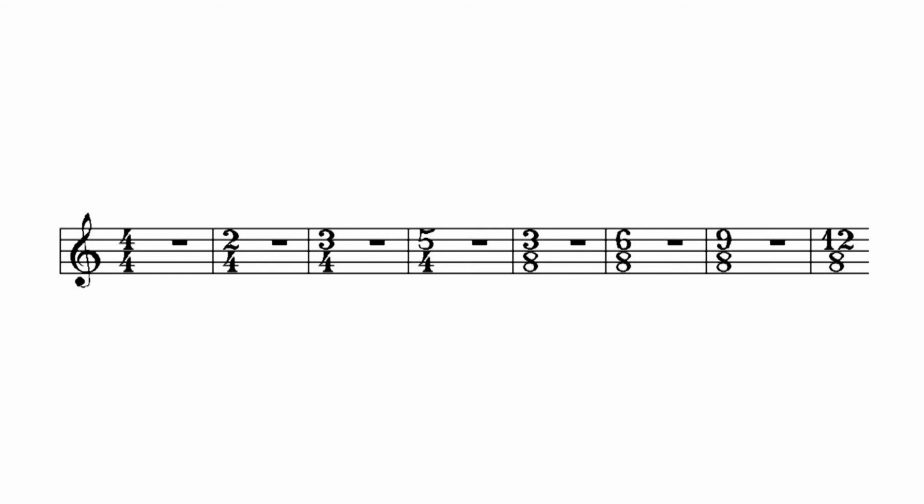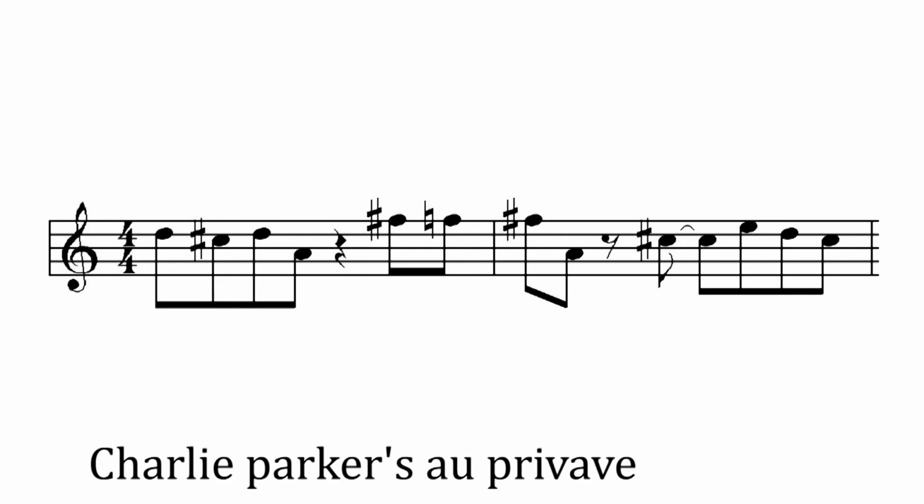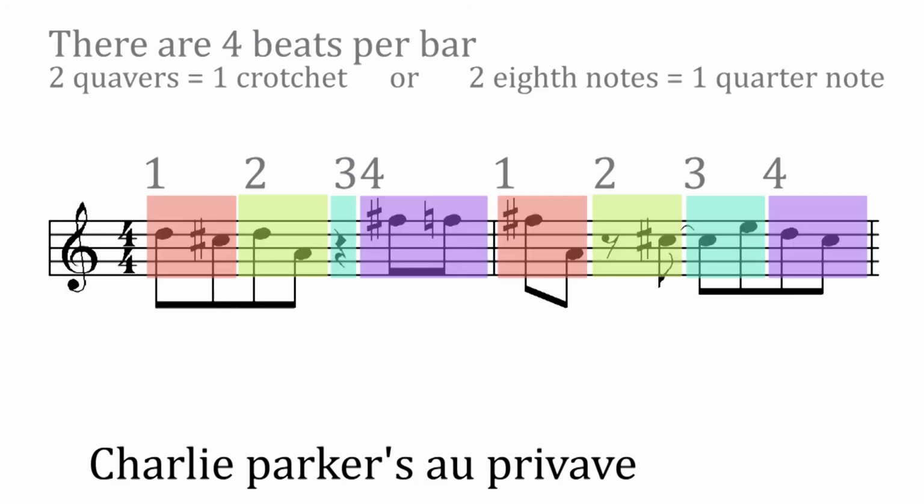Lastly, let's put everything that we have learned into practice by looking at the first 2 bars of Charlie Parker's Au Privé. So here are the first 2 bars of the music, and here it is with the beats indicated. The time signature tells us that there are 4 beats to the bar, each shown in a different colour, and that each beat lasts a quarter note. Now remember that two 8th notes equal a quarter note. So the first beat has two 8th notes, which fills the duration of the beat.